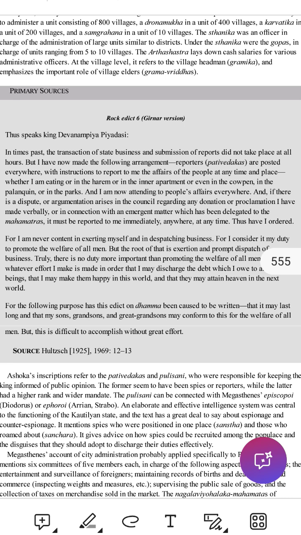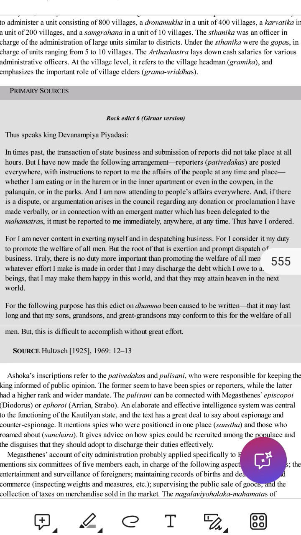2. What is a rock edict? A rock edict is like a public message carved into stone for everyone to read. Ashoka had these carved so people could know what he wanted to say. In this rock edict, Rock Edict 6, Ashoka is telling his people about the changes he has made to make sure the kingdom is well run.